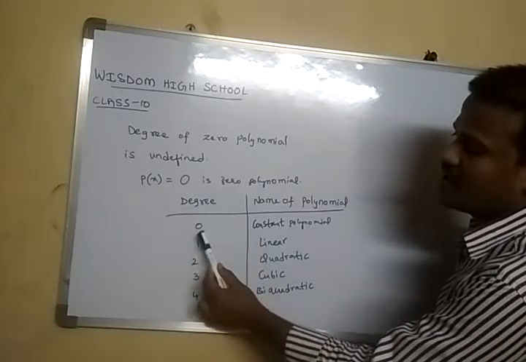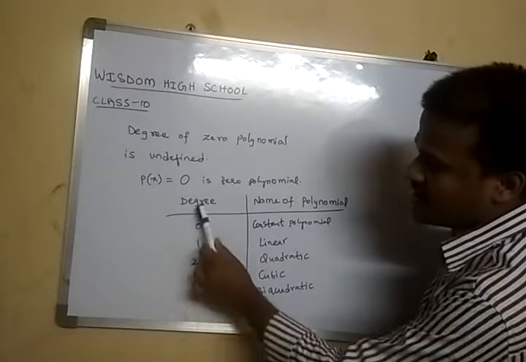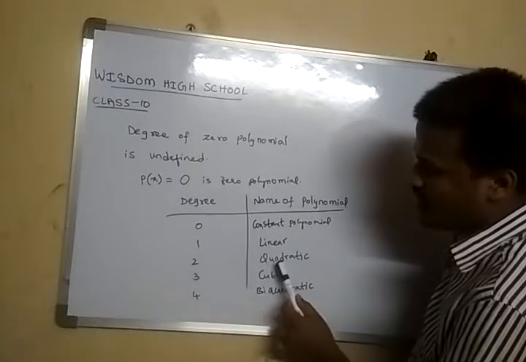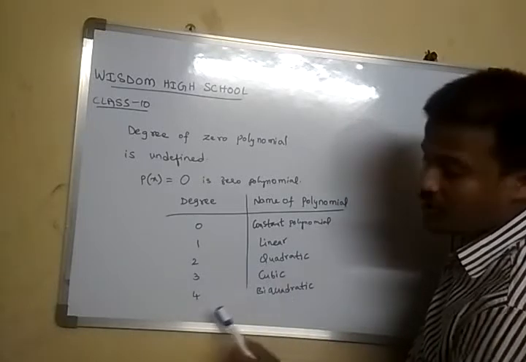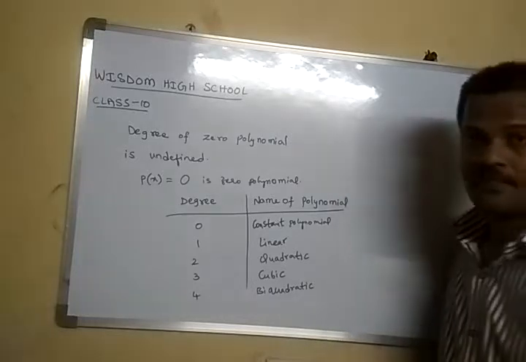Now I am here to explain the names of polynomials having degrees. If the degree is 0, we call it a constant polynomial. If the degree is 1, we call it a linear polynomial. Degree 2, we call it a quadratic polynomial. Degree 3, we call it a cubic polynomial. Degree 4, we call it a biquadratic polynomial.